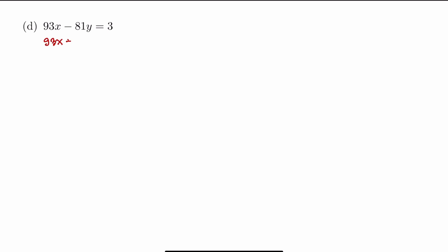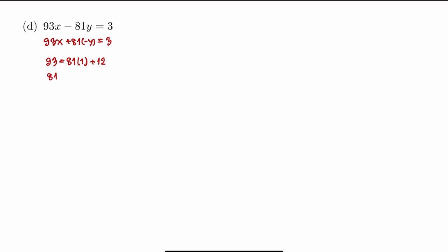But let me rewrite the equation. I want to have 81 times minus y equal 3. I just want to have positive integers. And then we start with the Euclidean algorithm. We divide 93 by 81. The quotient should be 1 and the remainder must be 12. Okay? And then we divide 81 by 12.